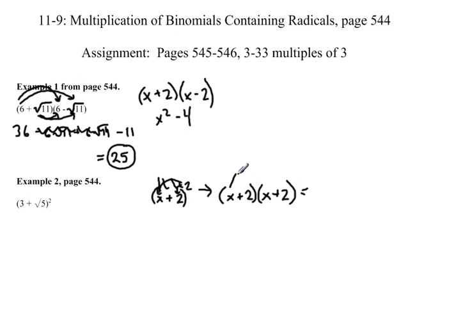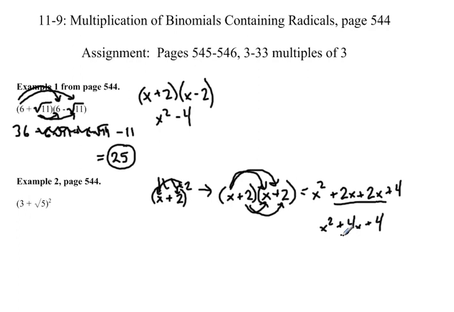Now when you FOILed this out, you did x times x, x times 2, 2 times x, and then your last term was 2 times 2, which is 4. And you had these middle terms combined. Now, the point of that is that you've got a middle term here of 4x. So you're going to have the same situation over here.